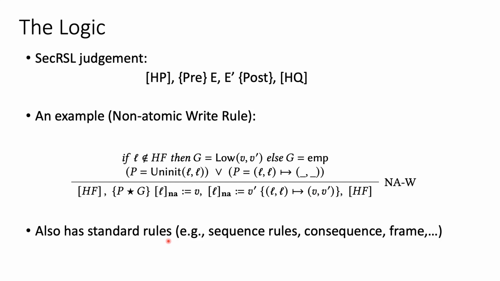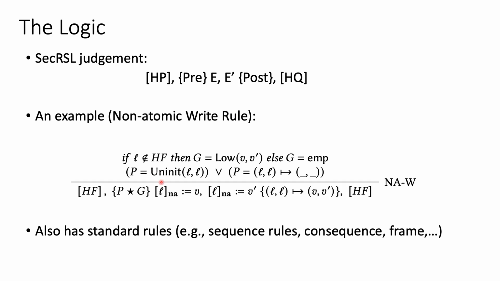Our logic SecRSL guarantees that any program satisfying its rules must be information flow secure. The judgments of SecRSL contain 6 parts. The pre and post in the braces are the traditional precondition and postcondition of our logic. The E and E prime in the middle are two symmetric programs that we want to prove are secure, where the only difference between them is that the sensitive data in them may be different. The HP and HQ in the brackets denote the set of high memory locations before and after the programs execute. These locations are allowed to store sensitive data.